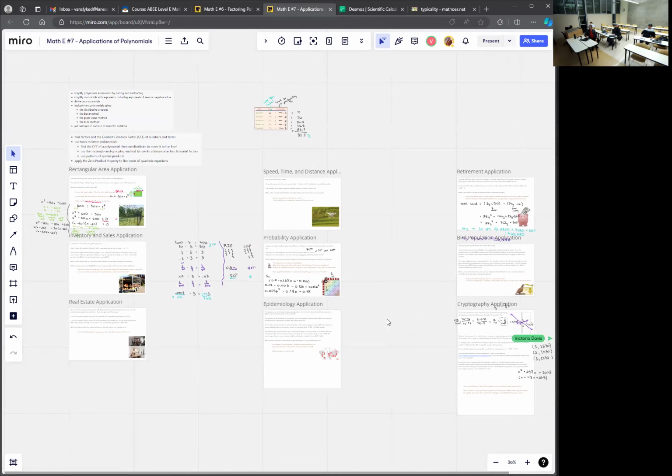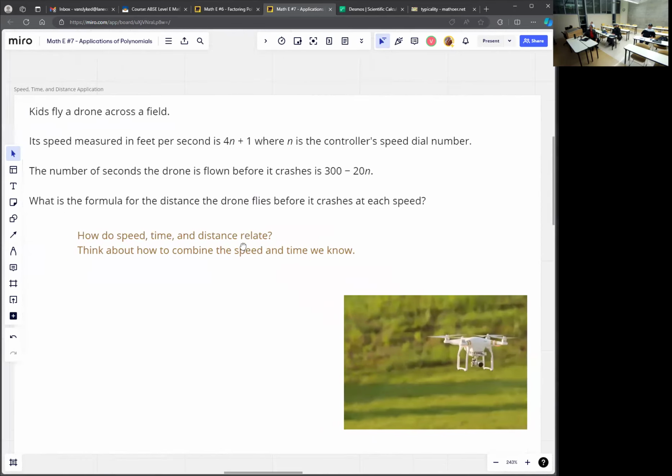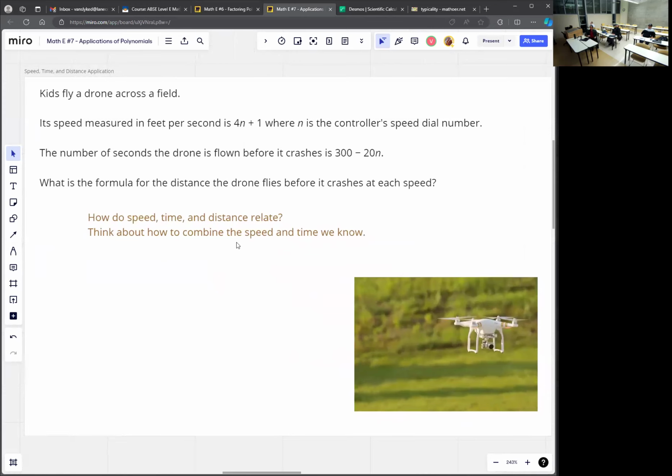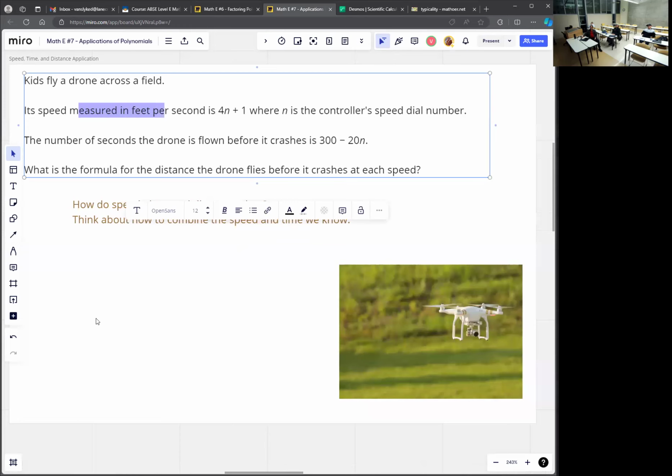Speed, time, and distance. Okay. So I have a drone and I can push a lever to make it go faster. So N is what speed my lever or dial is set to, right? Speed one, speed two, like that. The feet per second is 4 times N plus 1. So when it's set to 0, I just turn the drone on and I haven't pushed it. It's still creeping forward slightly. And the more I push my lever, the faster it goes. Everyone okay with this sentence here?